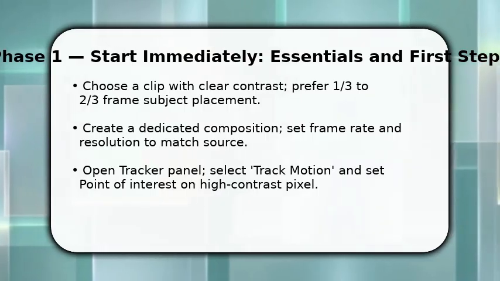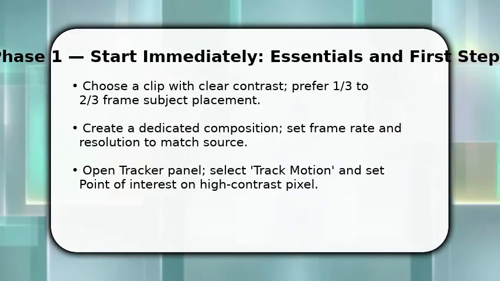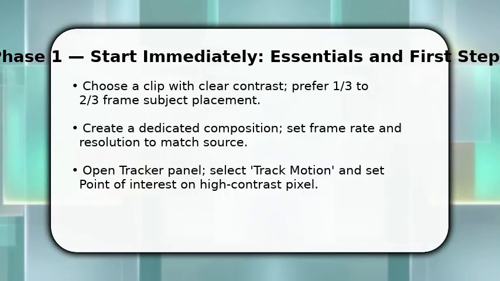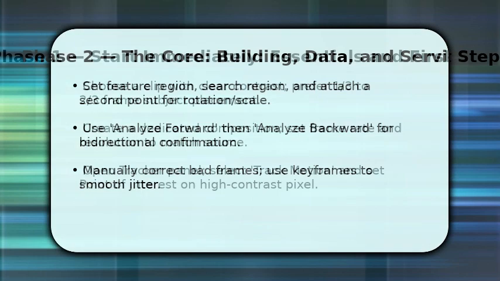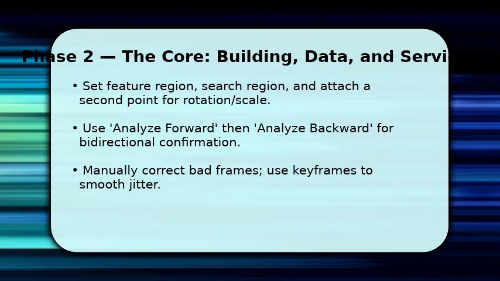You'll set both the feature and search region sizes now, because too small a search box fails on quick motion, and too large slows tracking and invites errors. Next, refine the track by adjusting the feature and search regions. Larger search areas help with fast movement, while a second point captures rotation and scale.